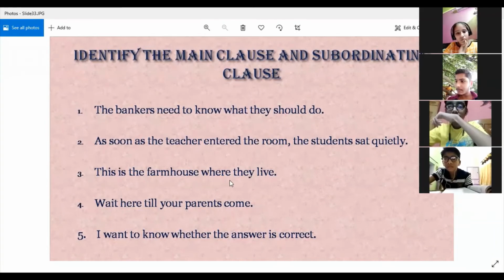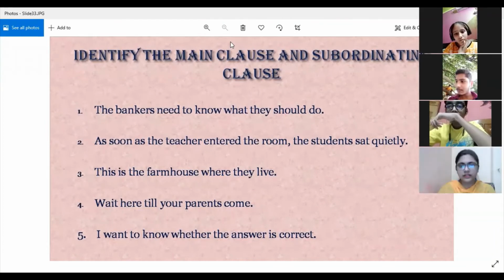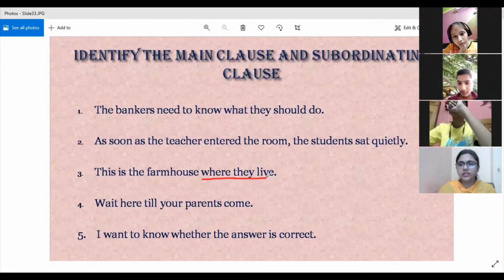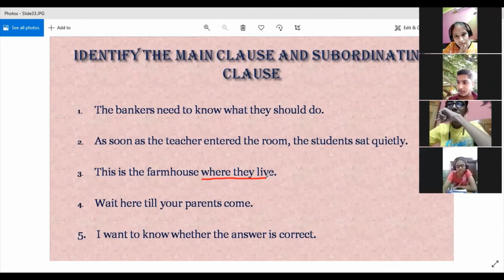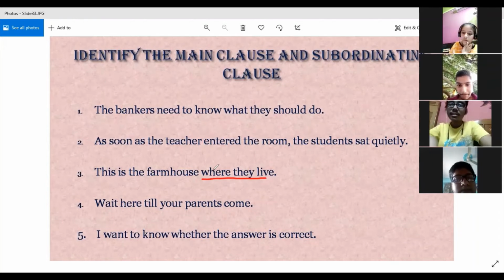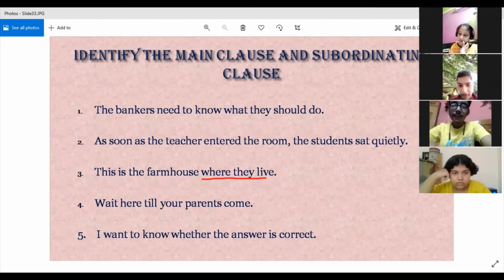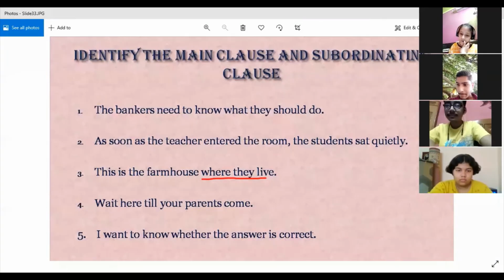What kind of subordinate clause is it? Where they live? Is it a noun clause or an adjective clause or an adverb clause? Ma'am, it is a noun clause. Okay. How do you know that? Guessing? No, ma'am, it is telling the place where they live. Good. It is acting as a noun, basically.